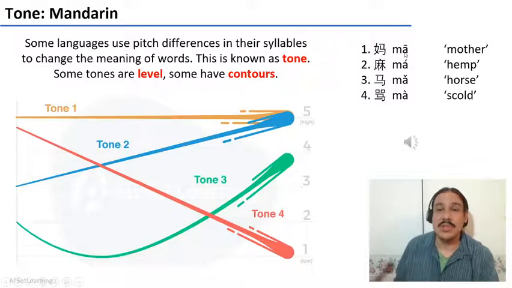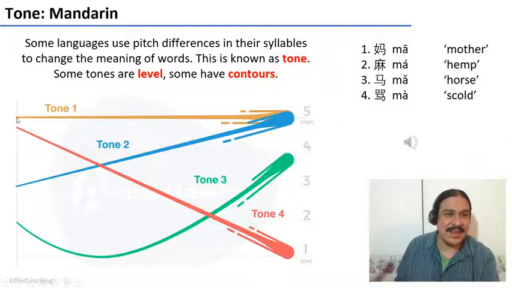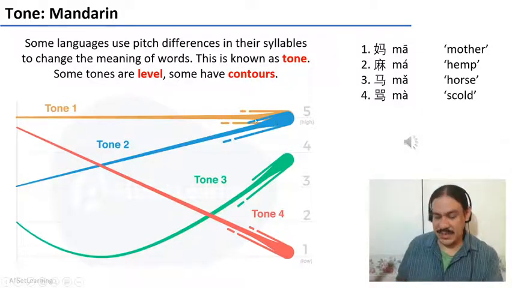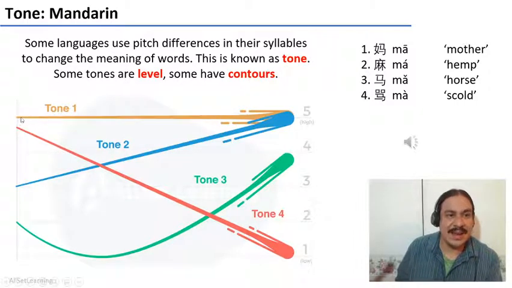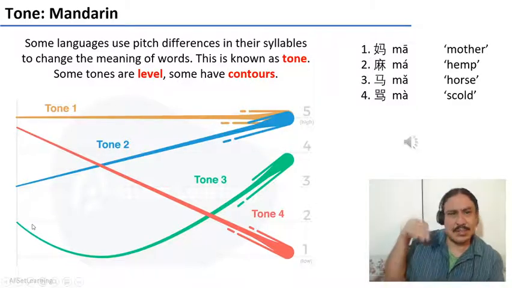For example, in the first word, the pitch starts high, and then it continues high throughout its trajectory. Let's say, for example, that 5 is the highest pitch that we hear, and 1 is the lowest pitch that we hear. So the first one starts high and goes high all the way. The second one starts somewhere in the middle at around 3 and then goes all the way up to 5 or high.